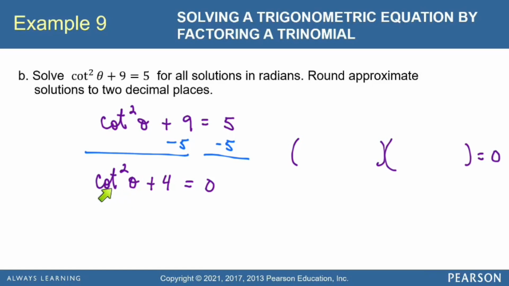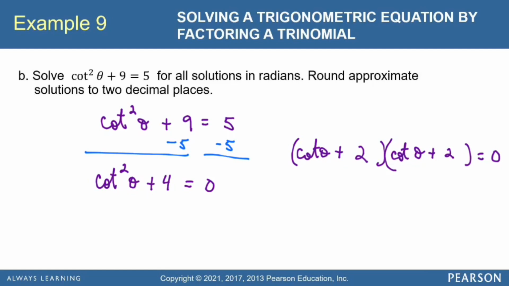So first times first has got to be cotangent theta times cotangent theta. Last times last makes plus 4, so we would need to have two of the same sign here. So let's go ahead and put here plus 2 and plus 2. Now let's check the factoring and see if it produces this expression.